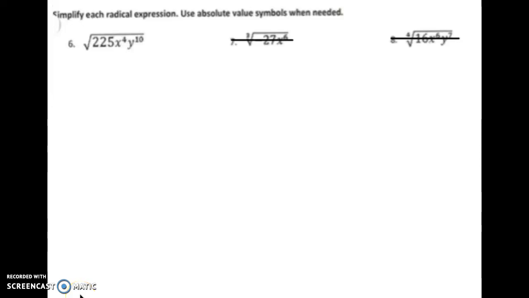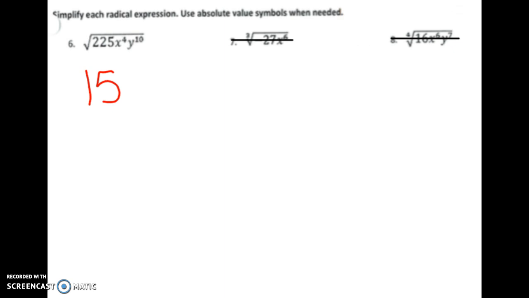Okay, we're going to start on number 6. We have the square root of 225 x to the 4th y to the 10th. So you should have your blue sheet in front of you still. This will help you with some of these bigger numbers that we're not used to seeing. So we know that the square root of 225 is 15. And then we want to look at the x to the 4th and y to the 10th.